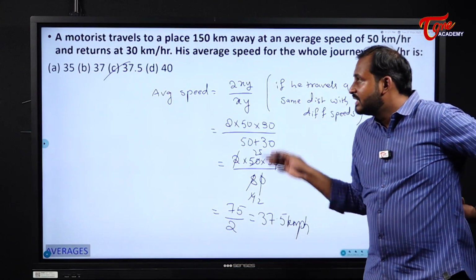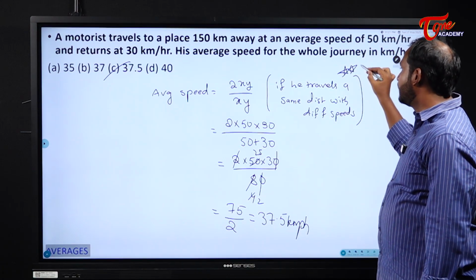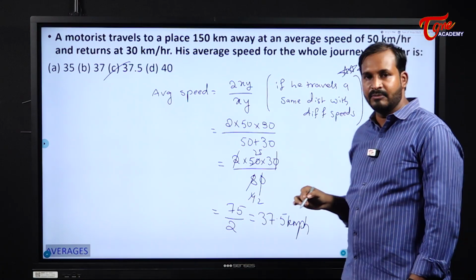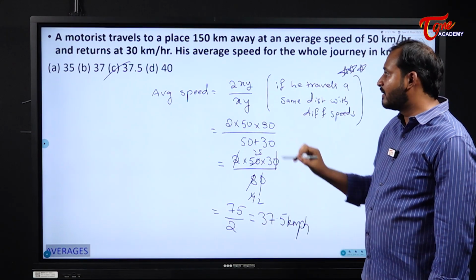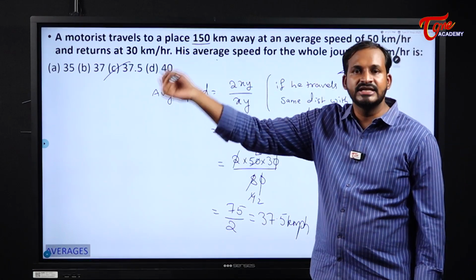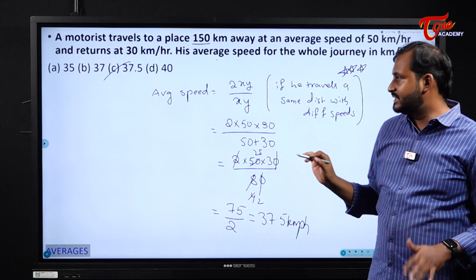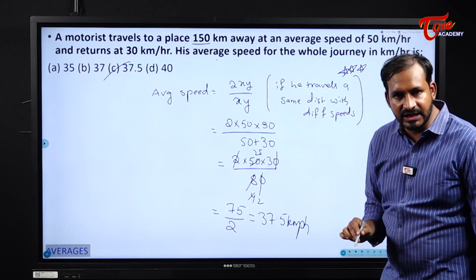Okay students. Later in time and distance we will discuss this one in detail, about this average speed and all those things. But for the time being, this is the formula, and here we don't require the distance. Why? Because he is traveling to that place and he is returning from that place. When he travels the same distance, then this is the formula for average speed.